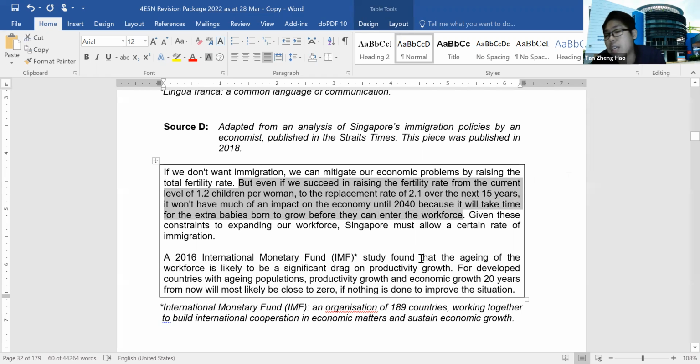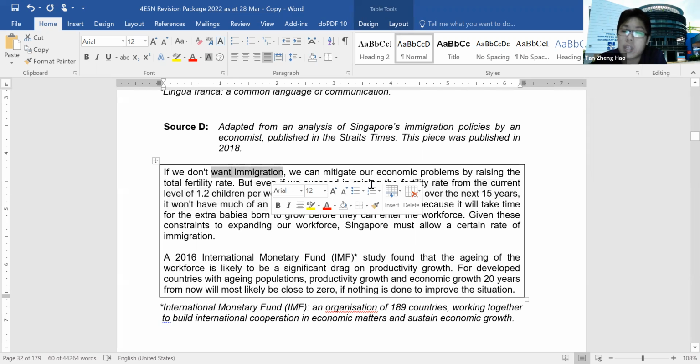So they are saying even if people have children, it's not going to help the country now. So what does this mean about the importance of immigration? Okay, from here I can start to guess, okay lah, I cannot count on raising birth rate, right? So I will need to have immigration. Immigration is very important because maybe immigration, unlike birth rate, has a more immediate impact. I don't need to wait so long.